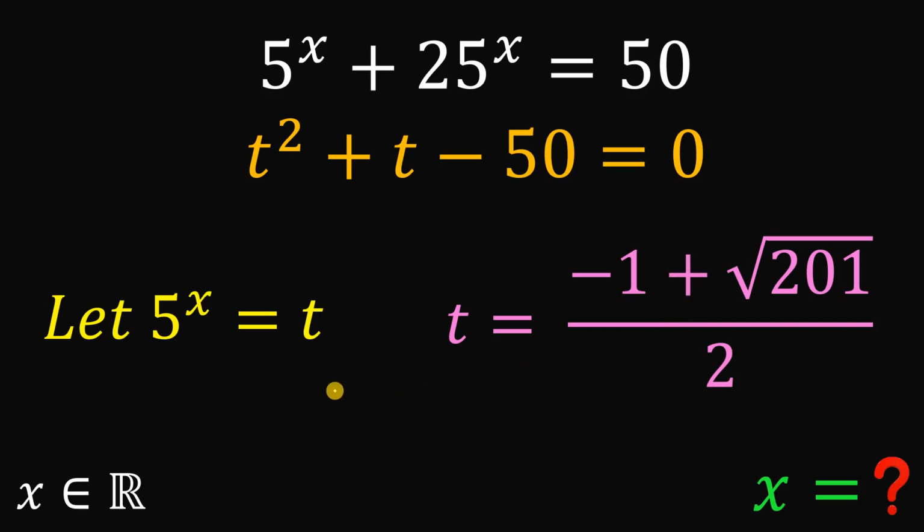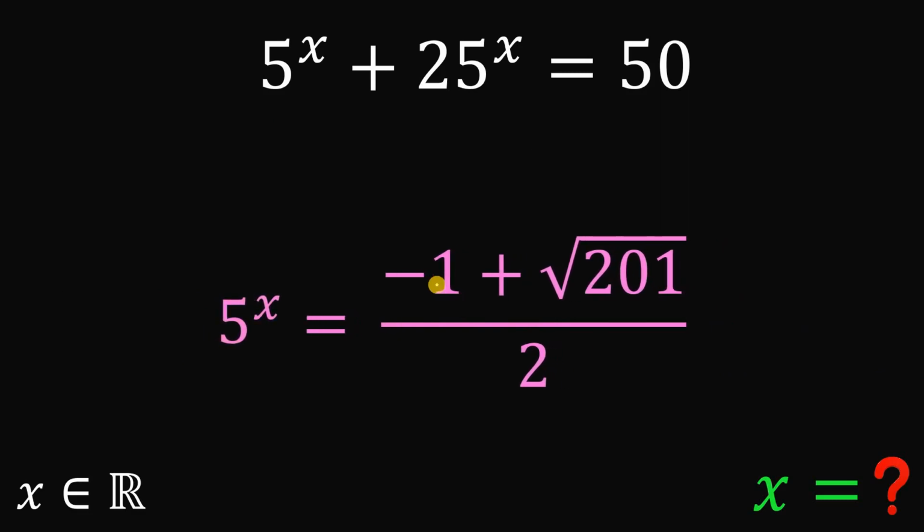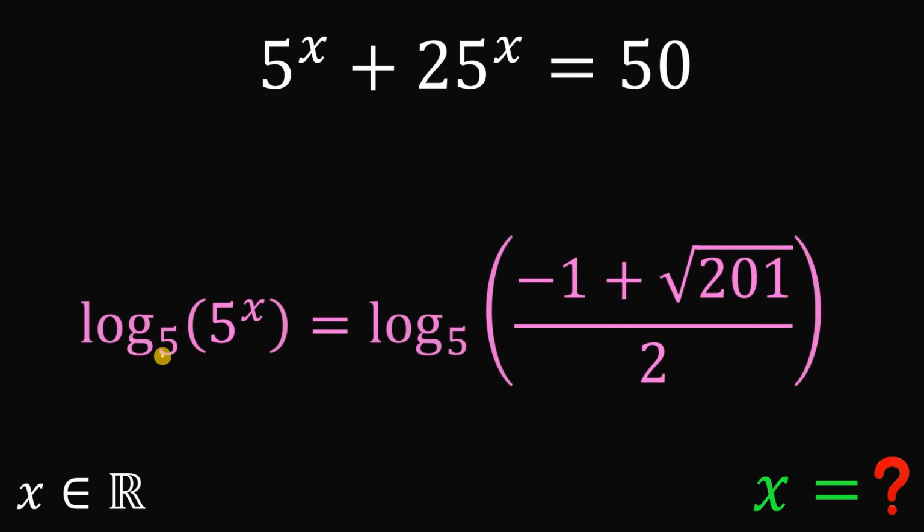Now, we don't want the value of t, but we want the value of x. So what we're going to do is to equate this. So we have 5 raised to x, which is equivalent to negative 1 plus square root of 201 all over 2. And now, our goal is to solve for the value of this x. To do that, let's get the logarithm to the base of 5 of both sides. Now, here's the purpose why we choose base 5.